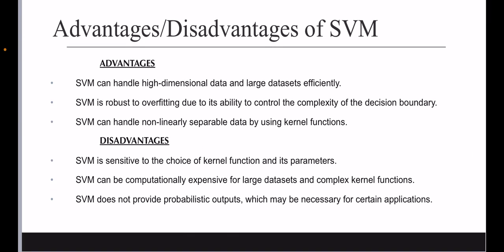Advantages and disadvantages of SVM. Advantages: SVM can handle high dimensional data and large datasets efficiently. SVM is robust to overfitting due to its ability to control the complexity of the decision boundary. SVM can handle non-linearly separable data by using kernel functions.